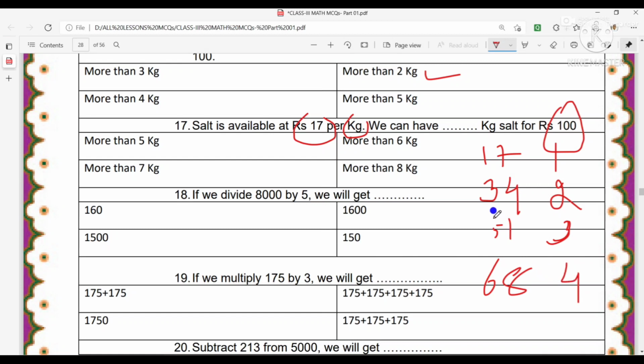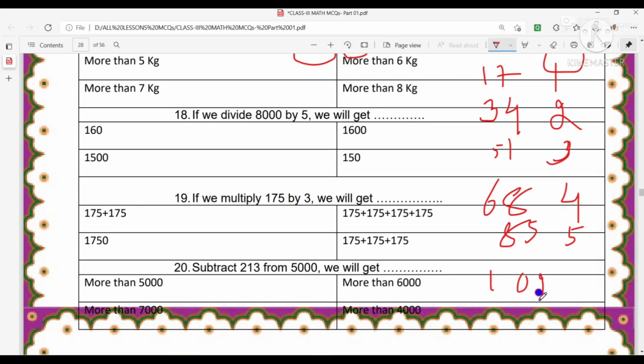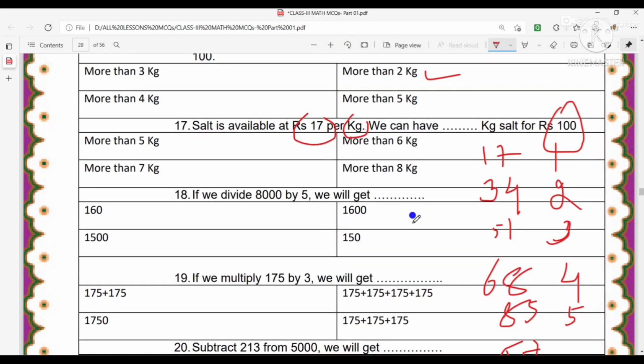Okay, then 17 5s are 85, you can buy 5 kg. Then 17 6s are 102. So it is more than 100. So only 5 kg, and you will get the rest of the money, 15 rupees, right? After purchasing 5 kg by paying 85, you will have some money left, 15 rupees. So in 15 rupees you will get some more amount also. So total will be more than 5 kg, right?